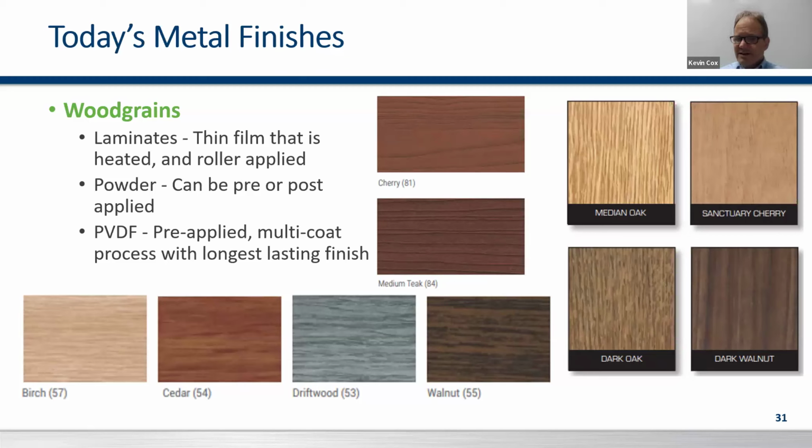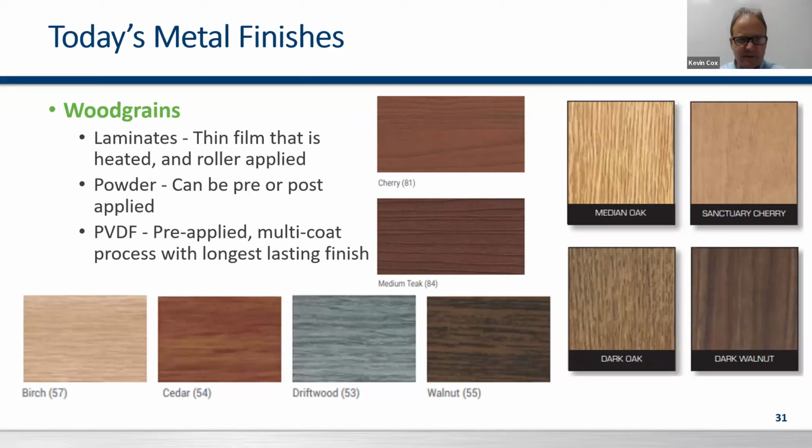There's a laminate. That's basically a pressure and heated roll or film that's placed over the face of the metal, heated up so it adheres. There's a powder coat. Powder coat, generally they're going to put the first coat on, which will be the lightest, and then either an applique or a sublimation process to create the wood grain.